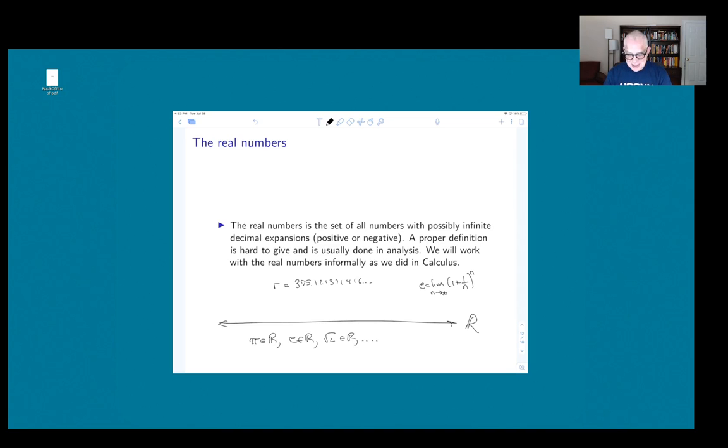It's a tricky business. So again, we're going to rely on the real numbers in the same way that we did in calculus, as an intuitive object which has the property that any decimal expansion like this gives you a real number. And we're also going to take for granted that there exist numbers like pi and e, which are elements of the real numbers.